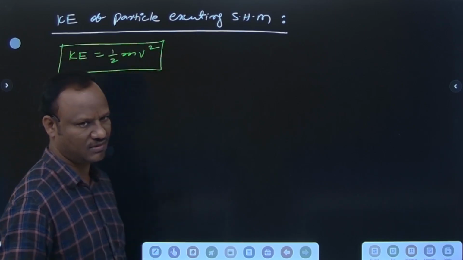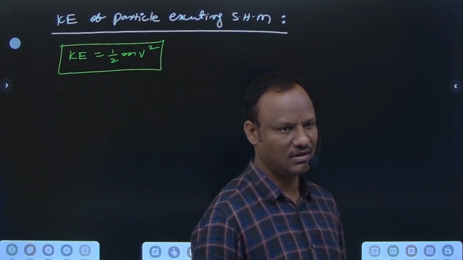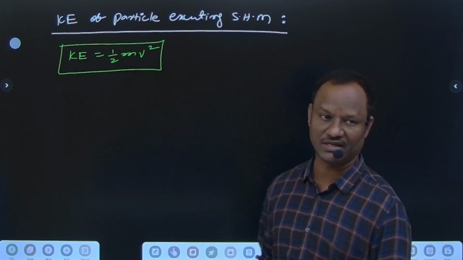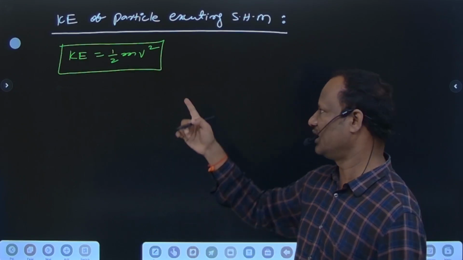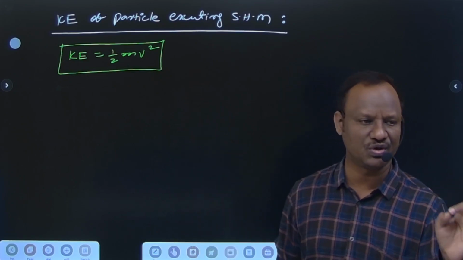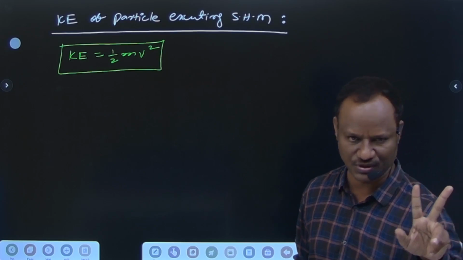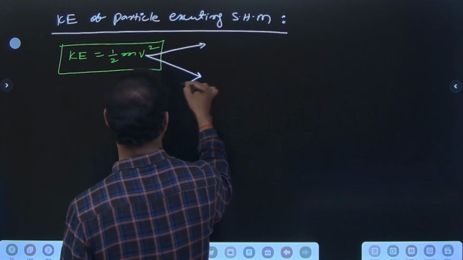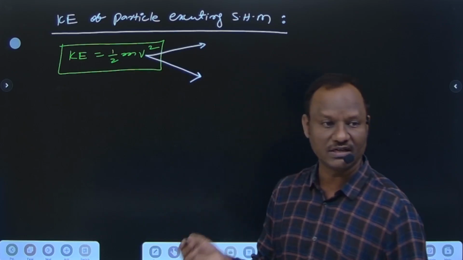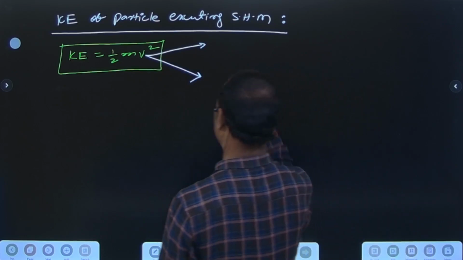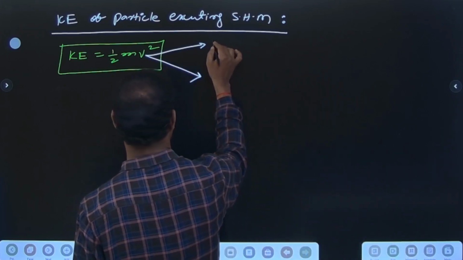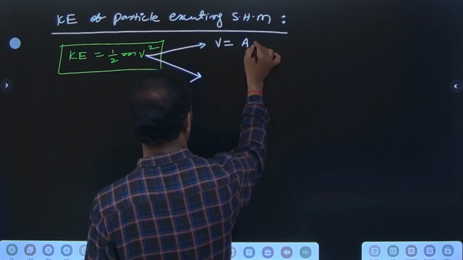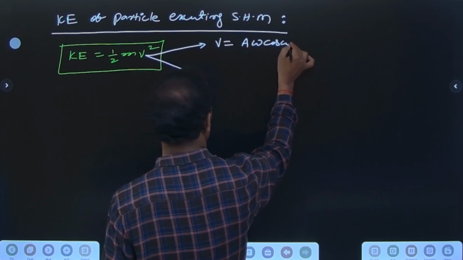M stands for mass. Whose mass? Mass of the particle executing SHM. V stands for its velocity. So what relation do you know about velocity? We have two forms. First one is position dependent, the next one is time dependent. First, writing the time dependent one. What is the formula for velocity? v is equal to a omega cos omega t.